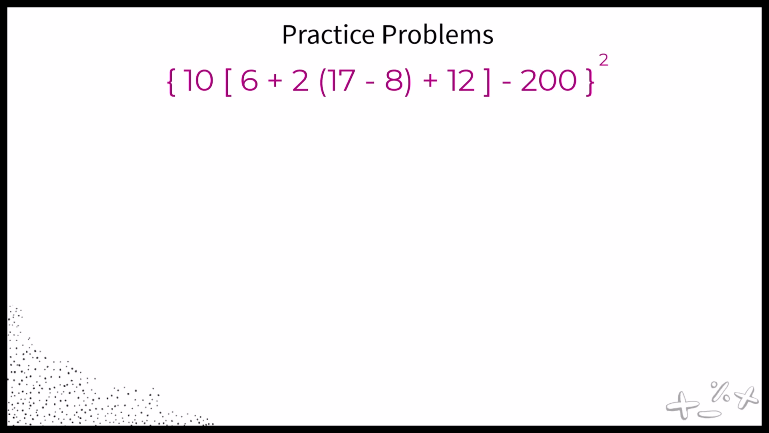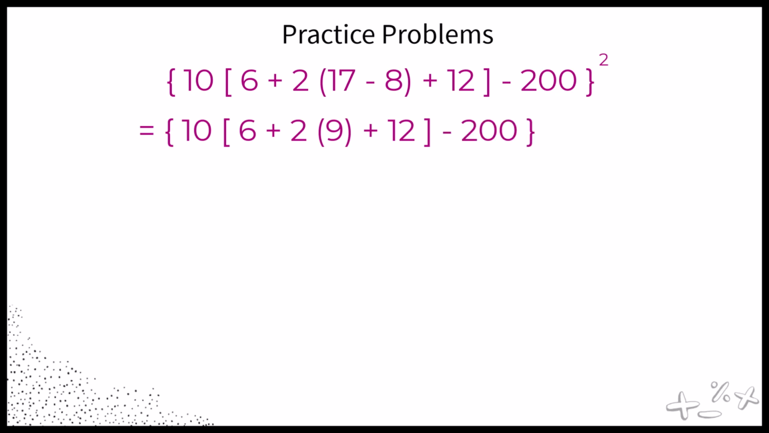That's a big one. That's okay. Let's do it. I'm excited. So again, we'll start with the internal brackets, and I'm just going to start doing the unfinished business until I get to the little one in the middle there. So I have equals, curly brackets, 10, square bracket, 6 plus 2, 17 minus 8 is 9, plus 12, close the square bracket. This is where you have to be careful because we're going to close the square bracket, but the minus 200 is in between the square and the curly. And then at the end there, we're going to square it. So just be careful that you're putting the right numbers into the right brackets.